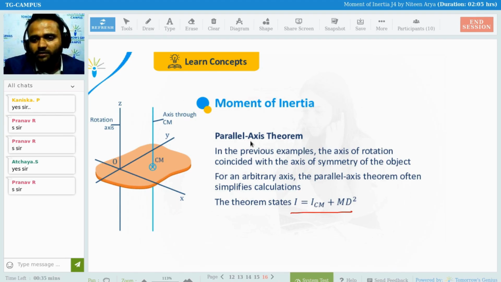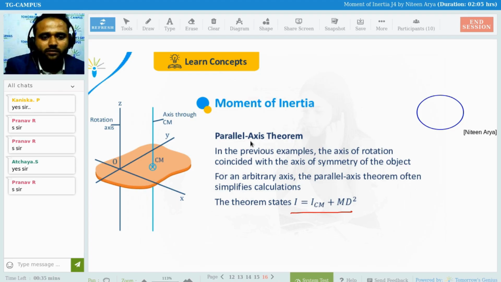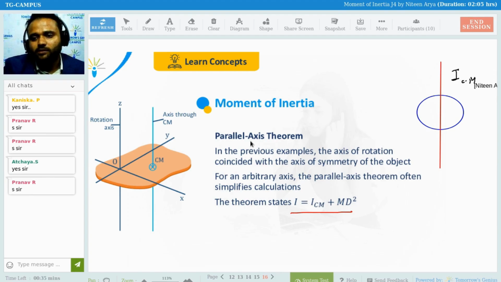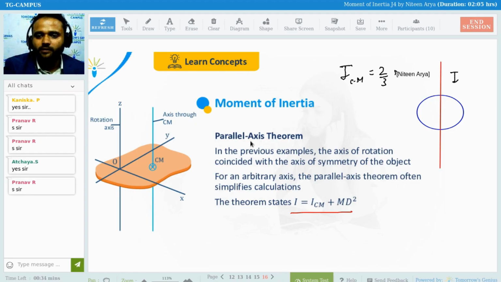Suppose this is your hollow sphere, or you can say ring, right? For this particular thing, we know that if the axis is passing through the center of mass, that is ICM, and right now we can find it as 2 by 3 mr square. Is this clear, everyone? Clear?